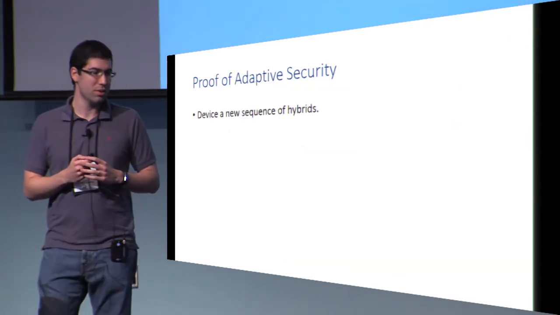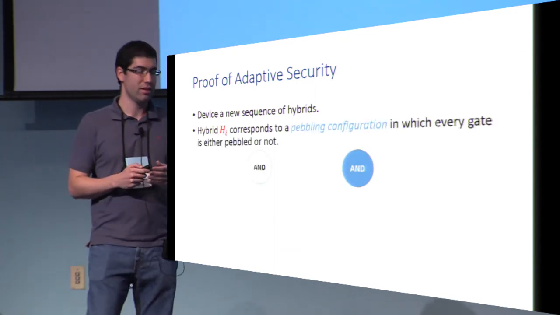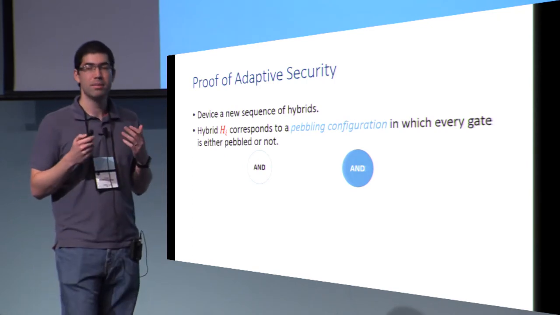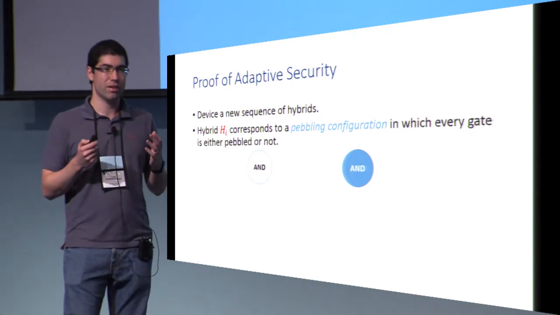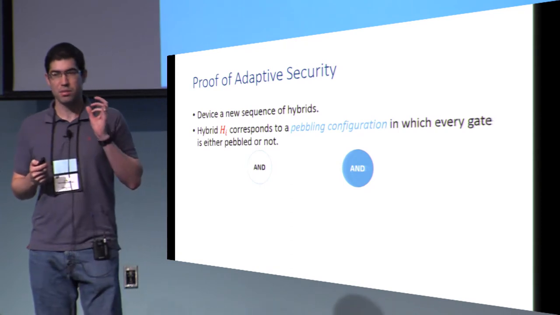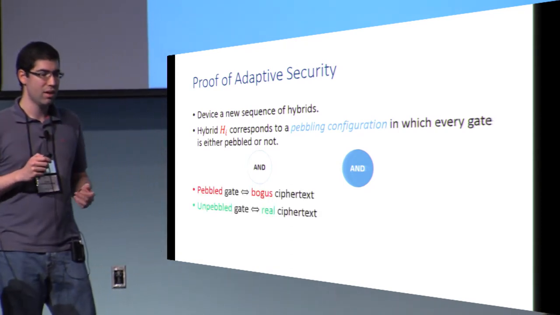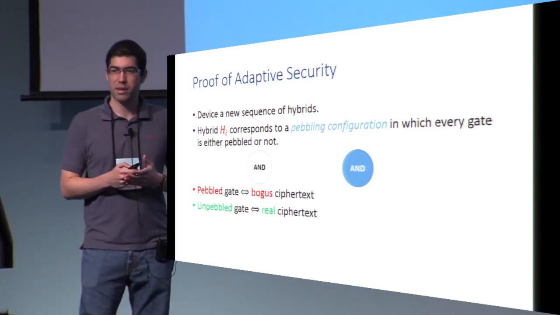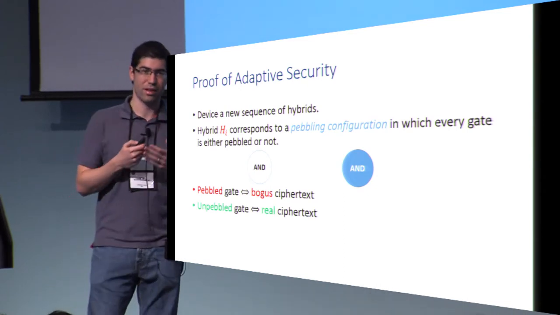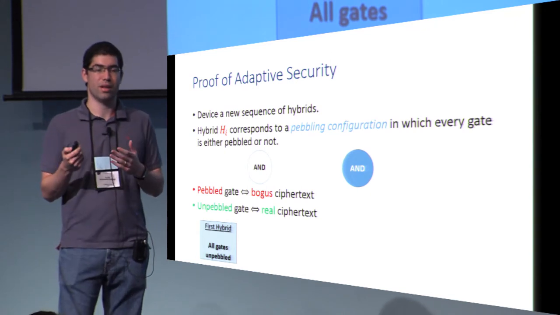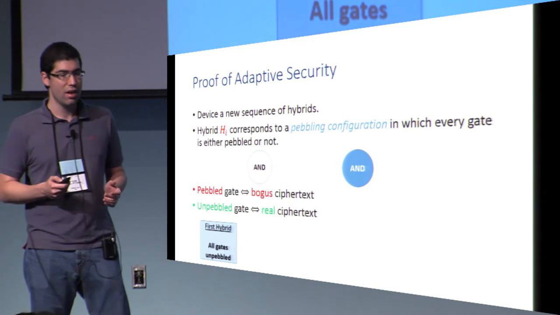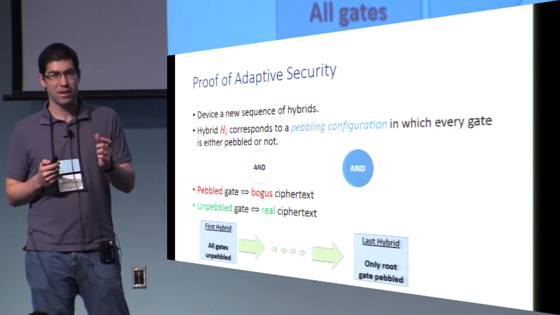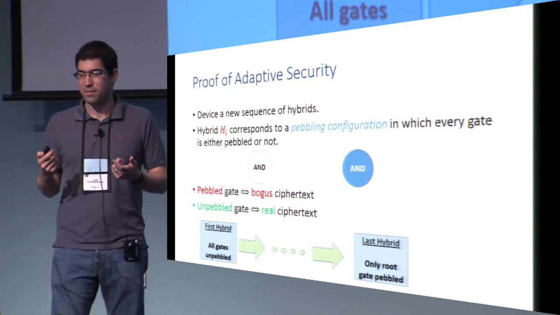Okay. So what we do, we devise a new sequence of hybrids that allow us to use our framework. So here's our sequence of hybrids. Each hybrid, HI, will correspond to a pebbling configuration of the graph, meaning that we think of it as if on every gate in the circuit, we either put a pebble or not put a pebble. So all gates are either pebbled or not. Pebbled gates will correspond to gates that have a bogus associated ciphertext, and gates without a pebble will correspond to gates with the real ciphertext. And our goal will be to start with the game in which there are no pebbles, so all the ciphertexts are honest, and devise a sequence of hybrids in which in the last hybrid there is a single pebble on the output gate. And what it means is that the ciphertext that corresponds to the secret will be a bogus one, and therefore the secret is hidden.